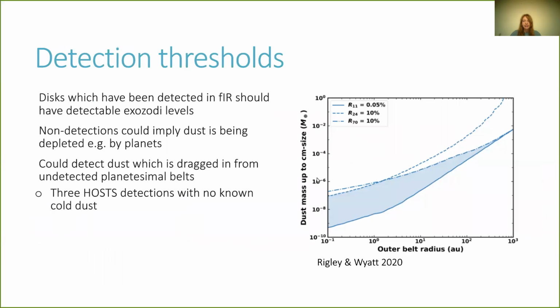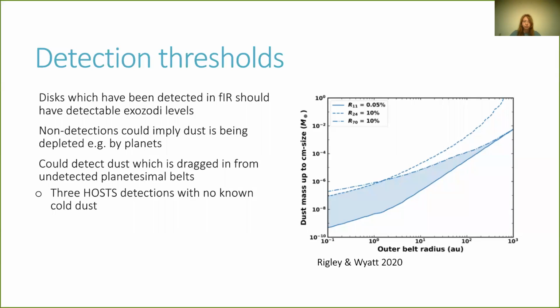So if we compare these detection thresholds, here I've shown with the dashed lines the detection thresholds for 24 and 70 micron, and then the solid line is the detection limit for LBTI. And as you can see here, we predict that if a planetesimal belt can be detected at the longer wavelengths, it can also be detected by LBTI.